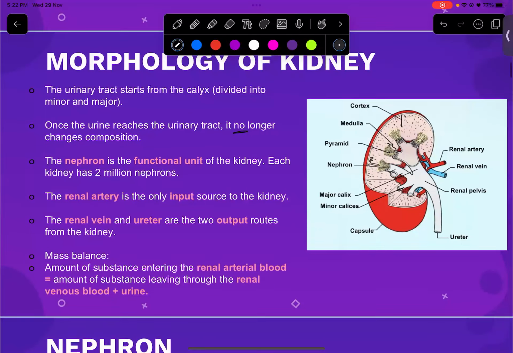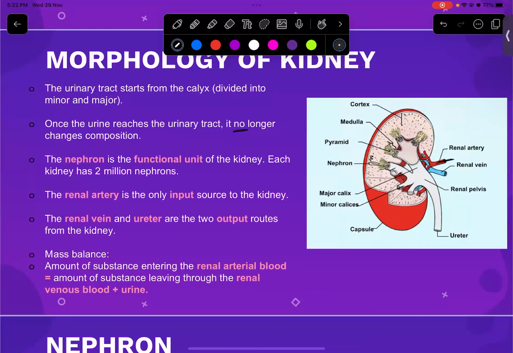Another really important concept I need you to be comfortable with is that we have one door in and two doors out. The renal artery is the only input source into the kidney. So whatever enters the kidney enters only through the renal artery, and whatever goes out goes through either the renal vein or the ureter, which carries the urine. The renal arterial blood is the only source into the kidney, and the venous blood takes out, along with the urine, everything that has entered. So again, one door in, the renal artery, and two doors out, the renal vein and ureter.